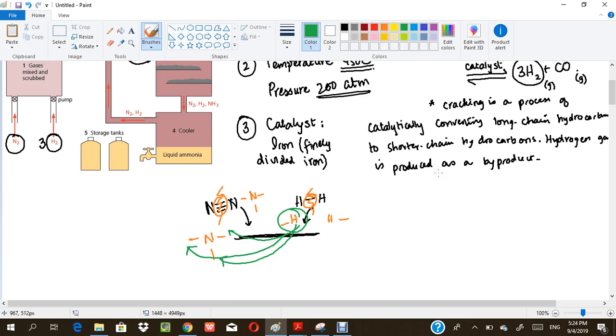So let's summarize this. What happens is that as nitrogen and hydrogen molecules approach the catalyst, the bonds between the molecules weaken and ultimately break. This breaking of bonds between the molecules themselves creates three free valencies per nitrogen atom and one free valency per hydrogen atom. Therefore, one nitrogen atom combines with three hydrogen atoms, giving us ammonia. Right.